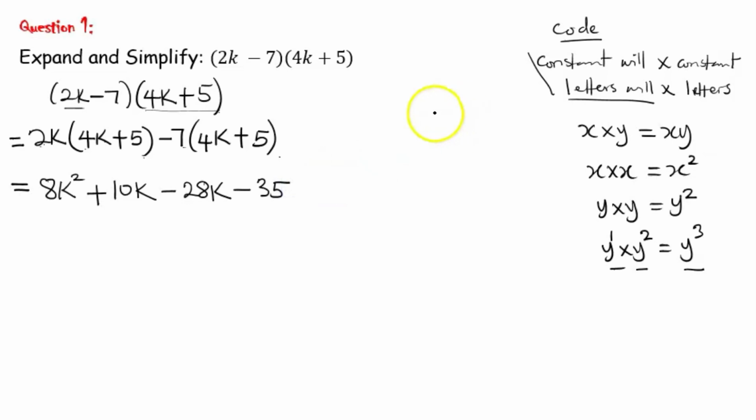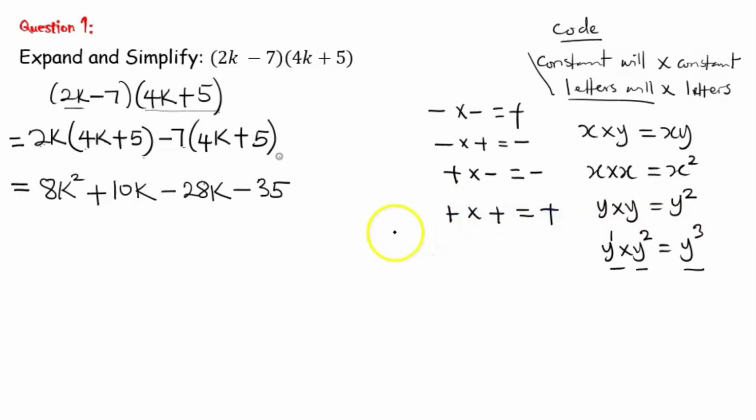Alright, just a very quick one. Negative times negative is going to give us positive. Negative times positive is still going to give us negative. Positive times negative is still going to give us negative. Positive multiplied by positive is going to give us positive. This is very important. It's only when negative multiplies itself that it is going to change. If negative is multiplying positive or positive is multiplying negative, it's still going to be negative.